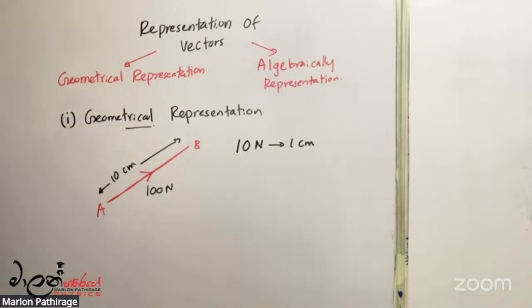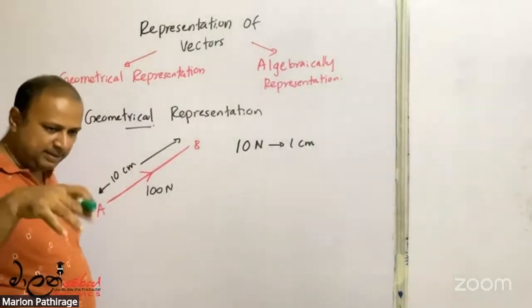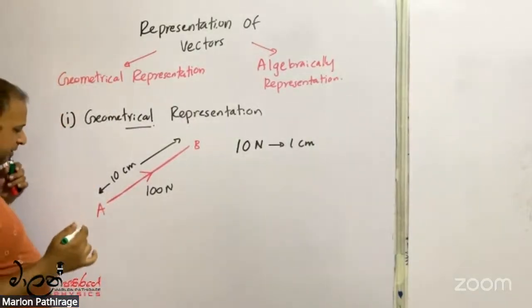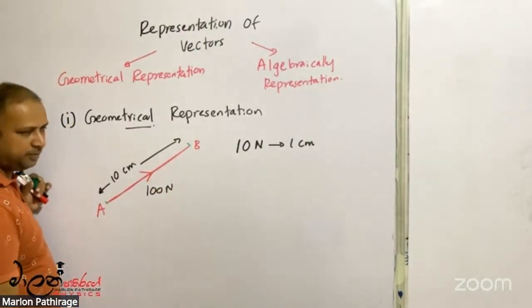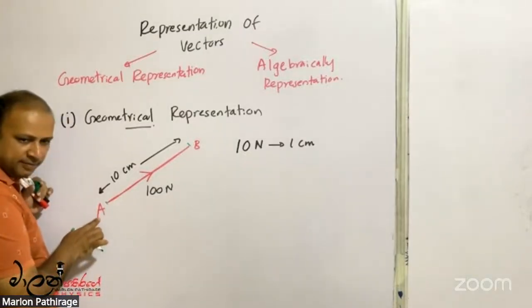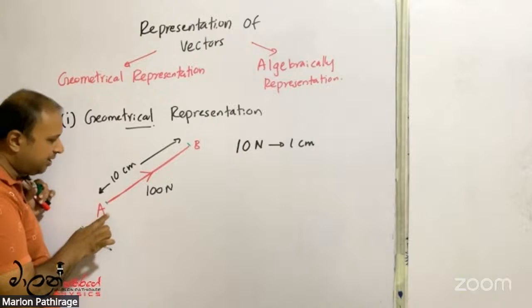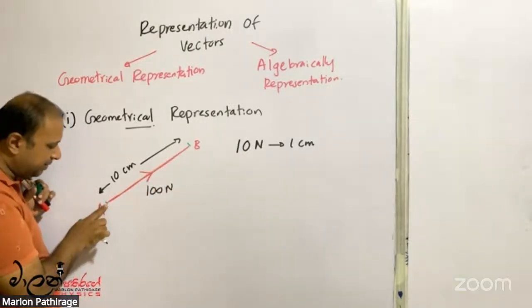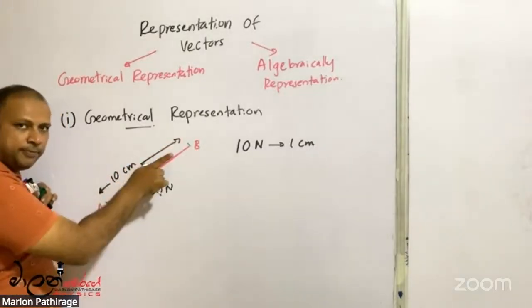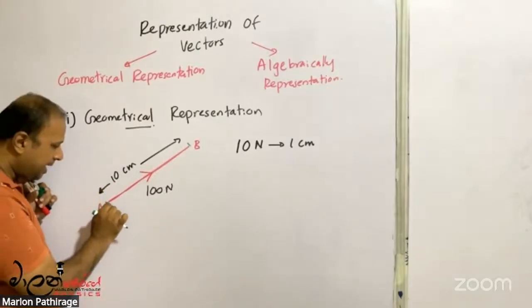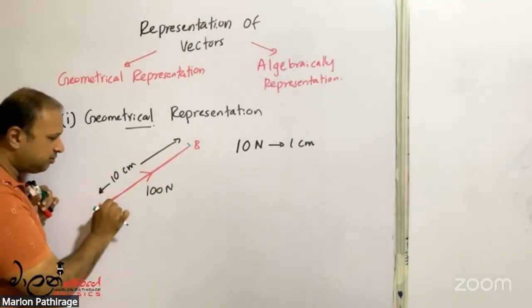Okay. Then draw this one. Please listen to me. Once we represent a vector in geometrical representation, this point is called the starting point of the vector, because now the vector is from here to here. Now look at the arrowhead. The arrowhead is directed towards B. Therefore, the vector is from A to B.